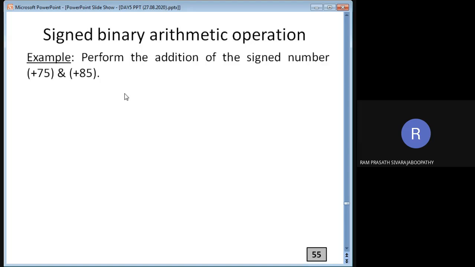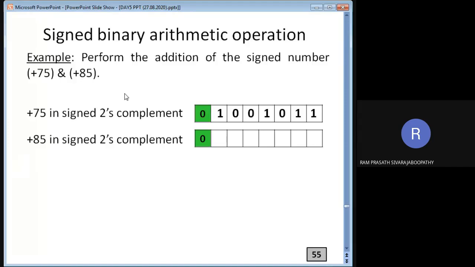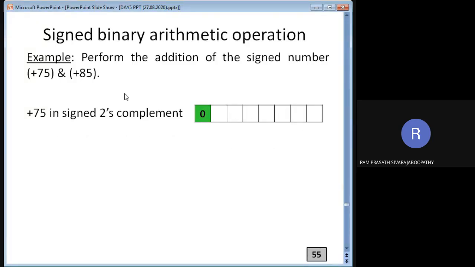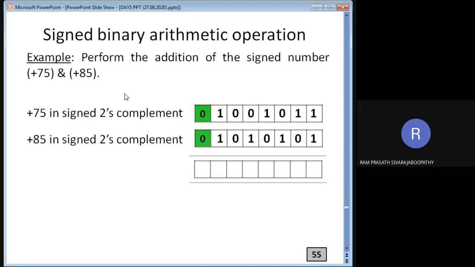Now let's see what we get if we add plus 75 and plus 85. To represent plus 75 we have the representation like this. Plus 85, if you represent, we have the representation like this. You will see this clearly in the animation. For a positive number, what do we do first? Sign bit 0, then the magnitude. Similarly the second number, we are going to add those.